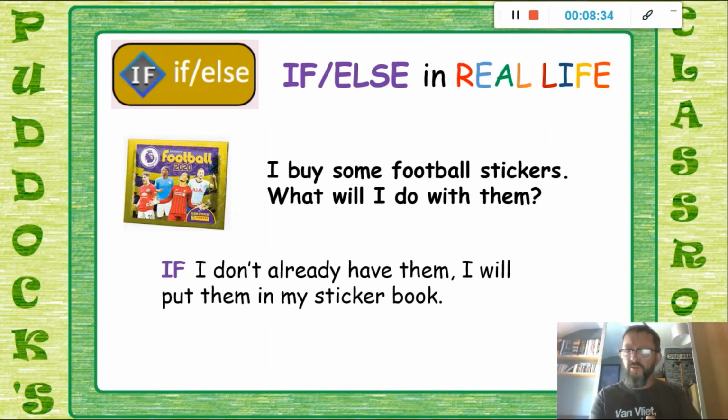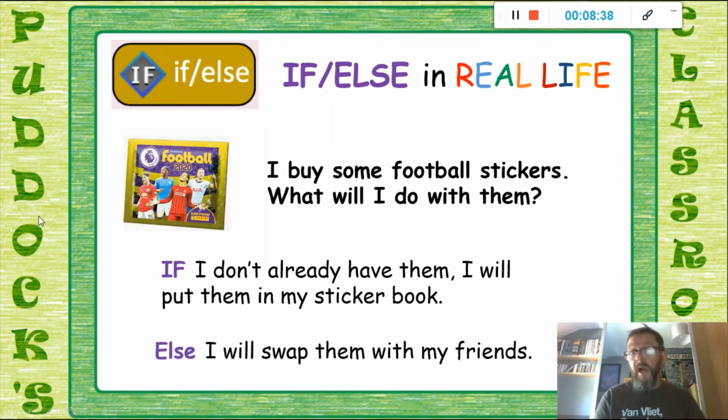But what if this isn't true? What if I've already got them? What am I going to do with them? Well, else I will swap them with my friends. So we've got these two things that will happen when I buy football stickers. I could stick them in my book, or I could swap them with my friends. And that's my if or else. And that's all the if or else does. It's checking whether something is true, and if it's true, there will be something that happens. And if the condition is false, something else will happen.